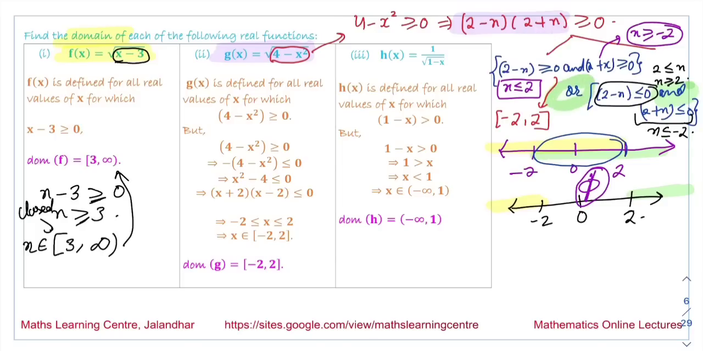Between both these values we have 'or'. So the final answer we obtain is the union of these two intervals, minus 2 to 2 and phi.